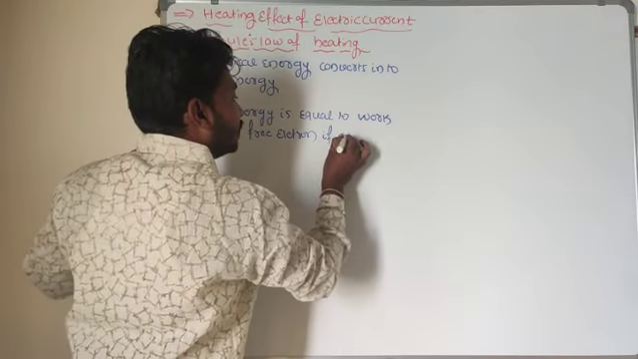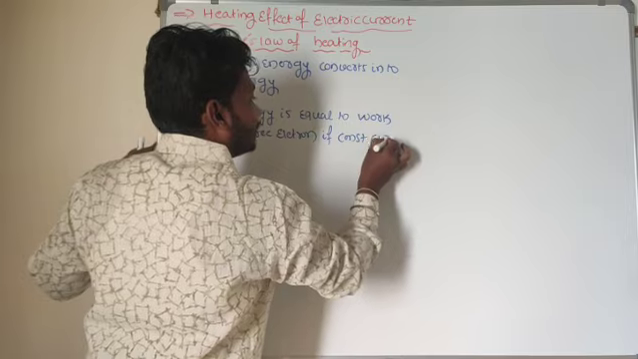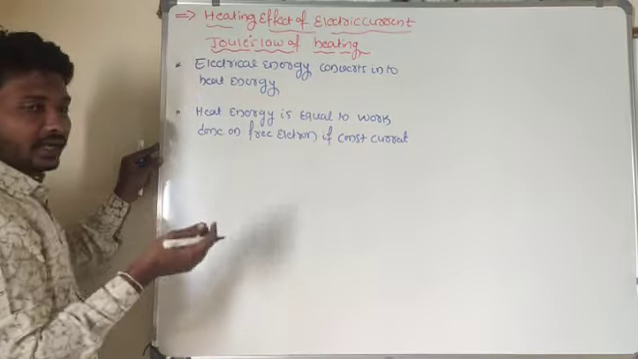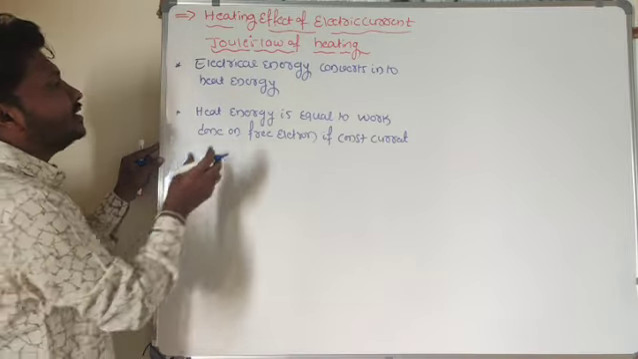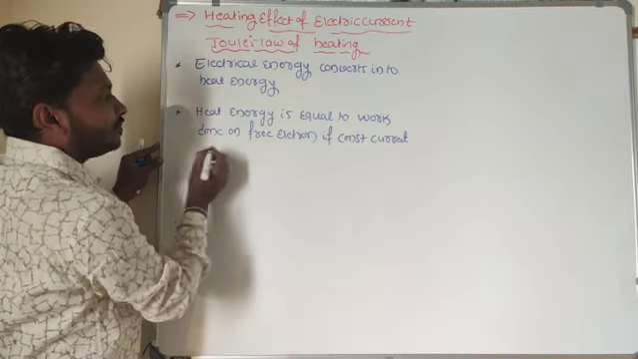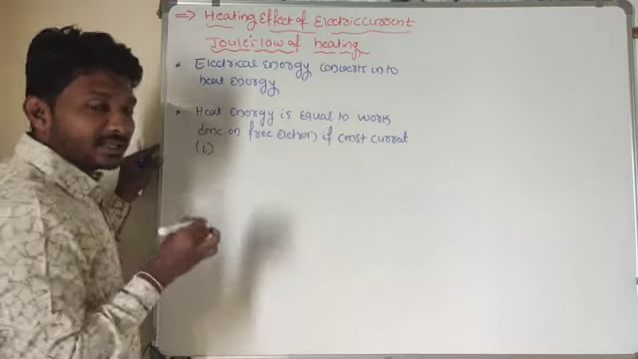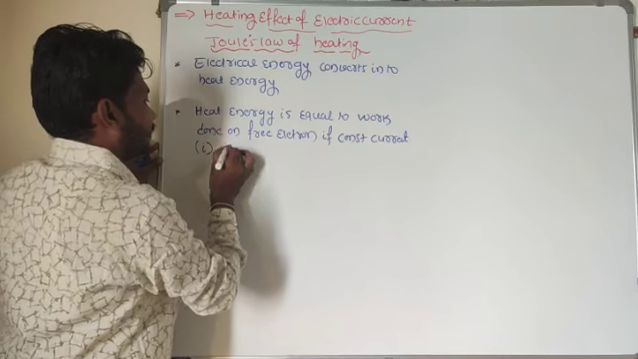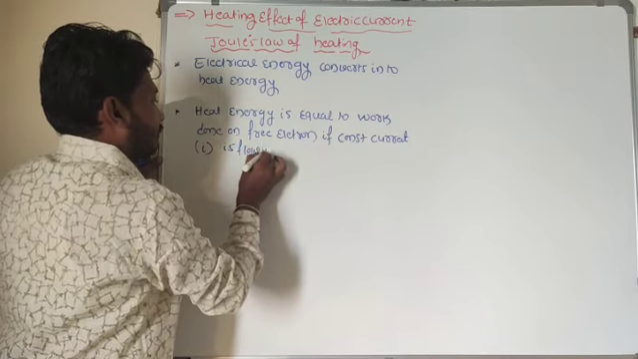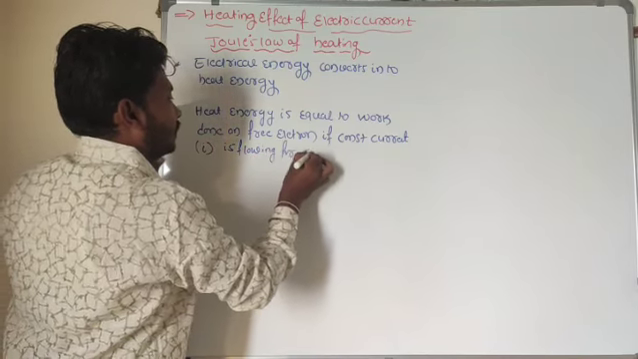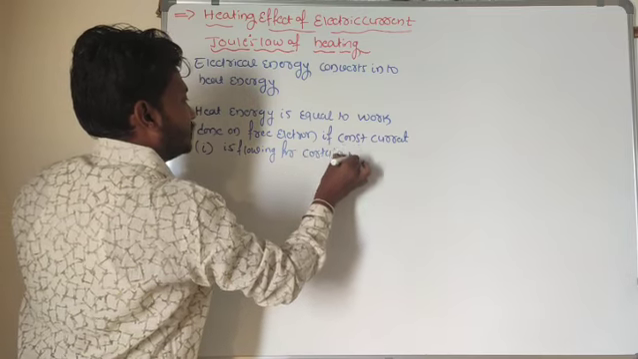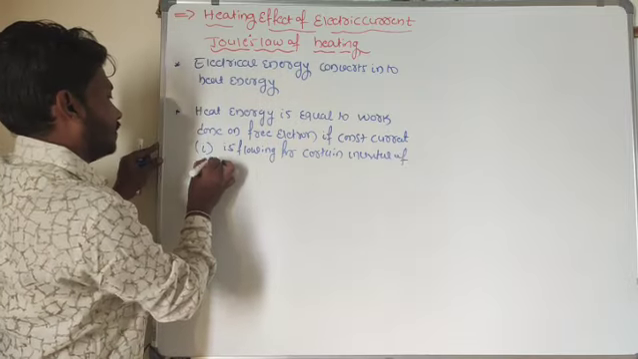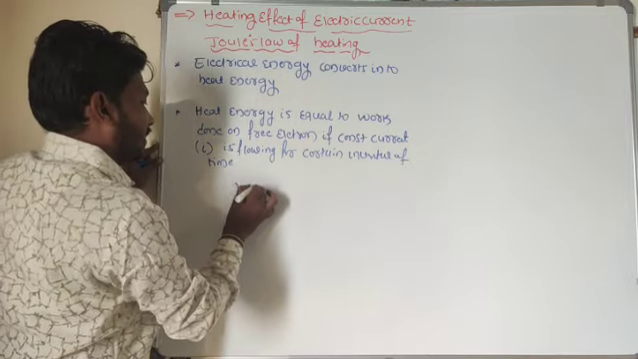if constant current, so work done on free electrons if constant current, where current is represented by the symbol I, so a constant amount of current is flowing for a certain interval of time. That work done I can consider here.